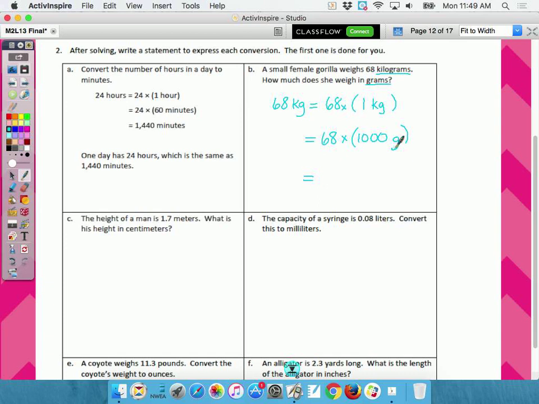Okay, so now to solve this problem, how do you do it? You just do the decimal hop. Okay, and where's my decimal to start with on 68? After the 8. 1, 2, 3. 3. So does that make sense? 68 times 1,000 equals 68,000 grams.